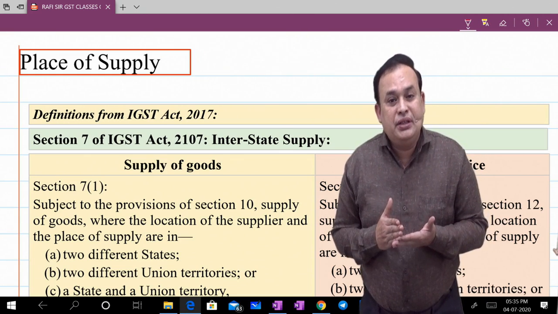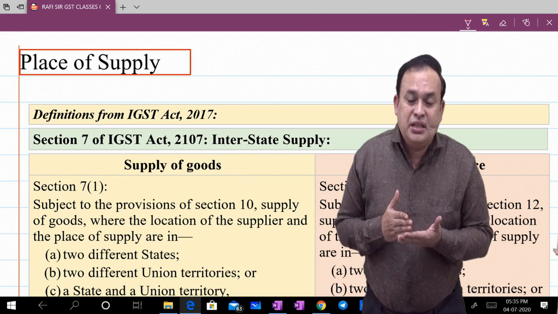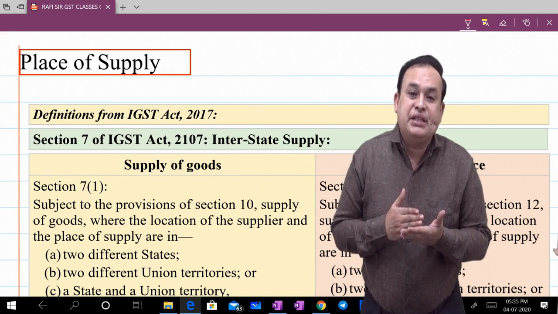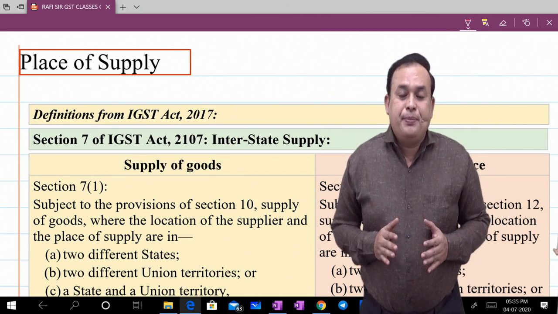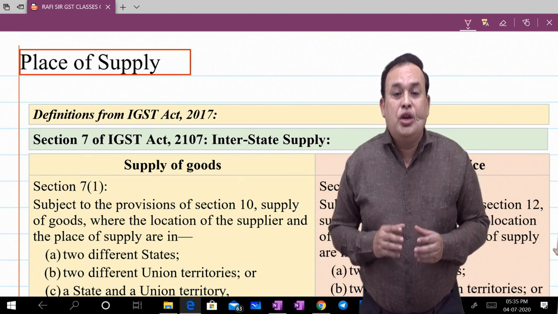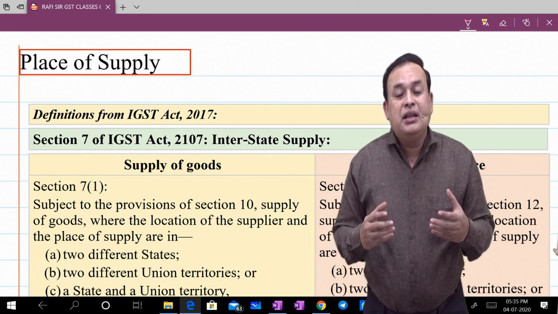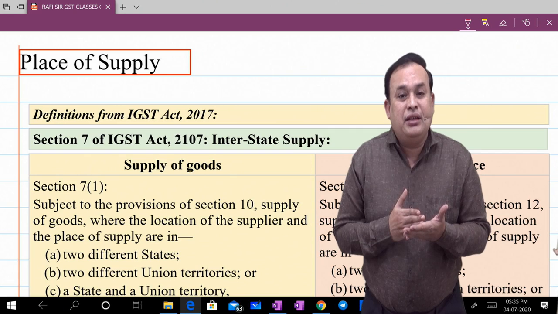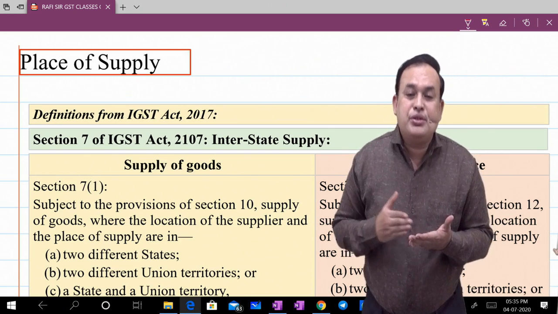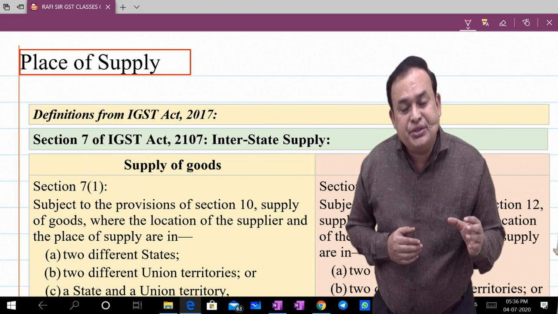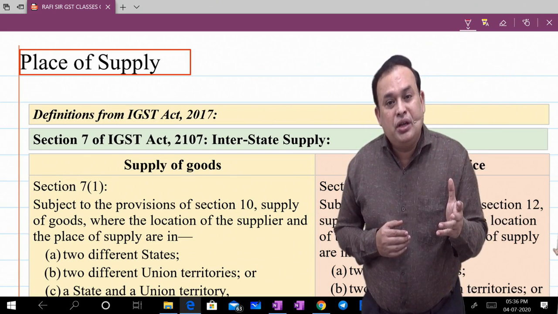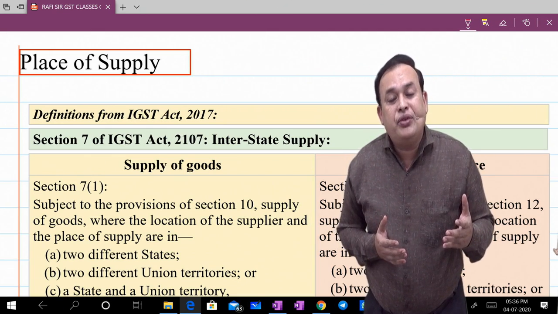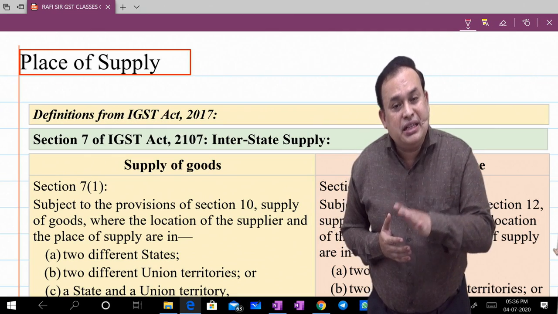Further, I am going to refer to supply of services, advanced concepts, as well as applications thereon. Now, my dear friends, before commencing the workbook numeric problems, I want to bring to your notice a very important concept which is essential when I refer to section 12 of IGST and section 13 of IGST.